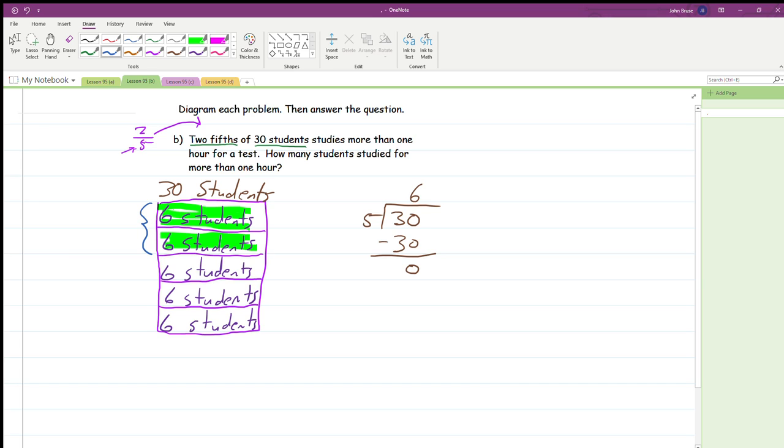How many students had studied for more than 1 hour? This part I don't need. All right, we just need the highlighted part, the two. And I know the part that's highlighted because it's my numerator. That's what is going there. That's why we highlighted those 2. So we could go 6 plus 6, or we could just do 6 times 2, because there's 2 groups, equals 12. It says how many students? We're going to write 12 students.